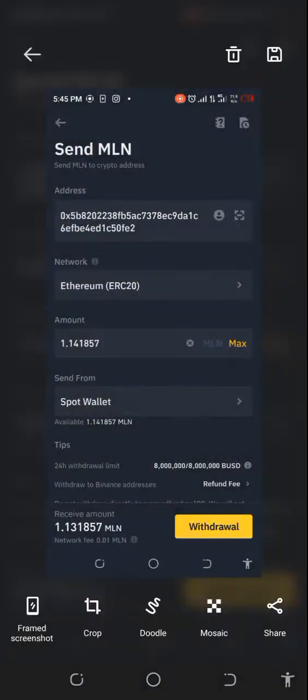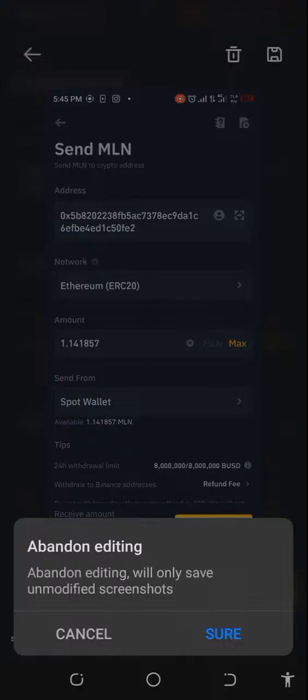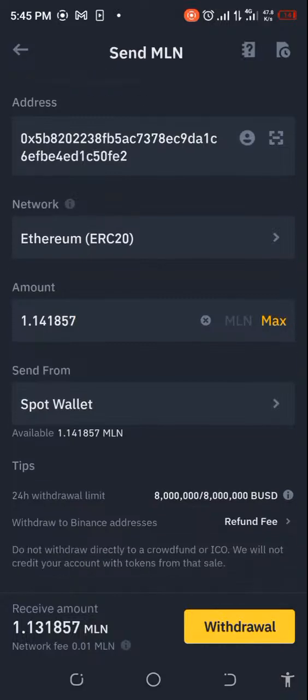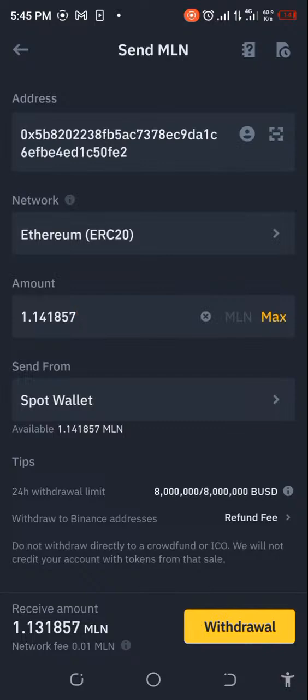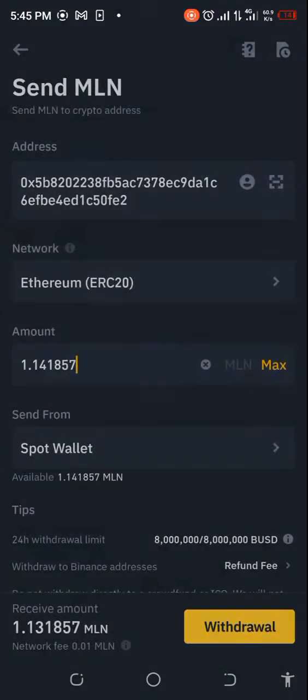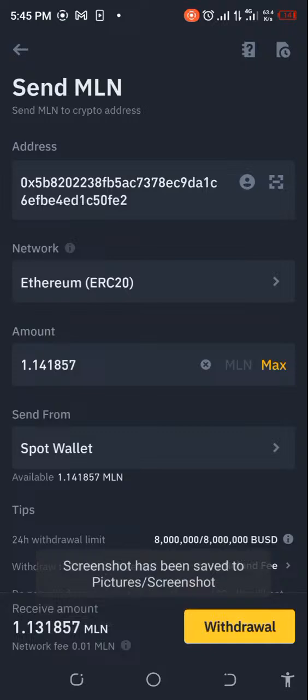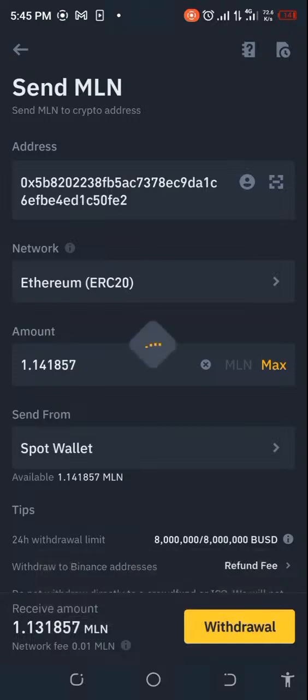Okay. Sorry. I don't know. Sure. Okay, so we're going to see 1.1313. That is fine. It was 1.14, but they've taken out 0.1. Okay, so that's fine. Let's go ahead and click on withdrawal. I'm going to do all my verifications right now, and then I will be back to give you all the results. Okay, so let's see what's happening here. Is it allowing me to pass? Let's wait and see.